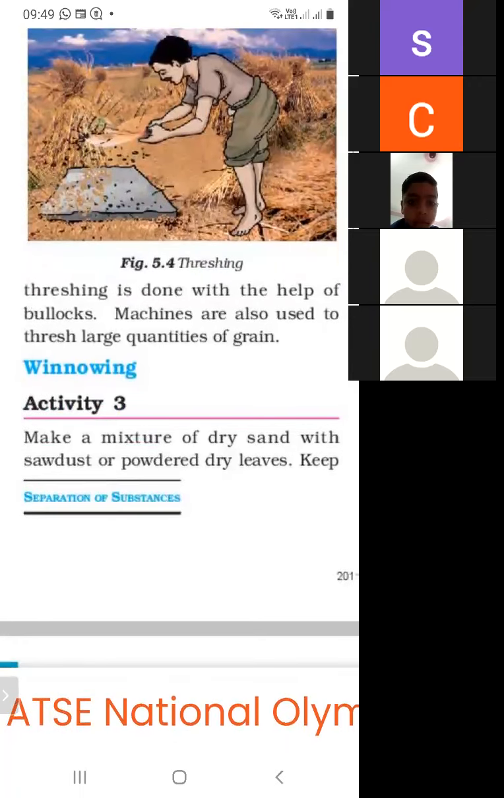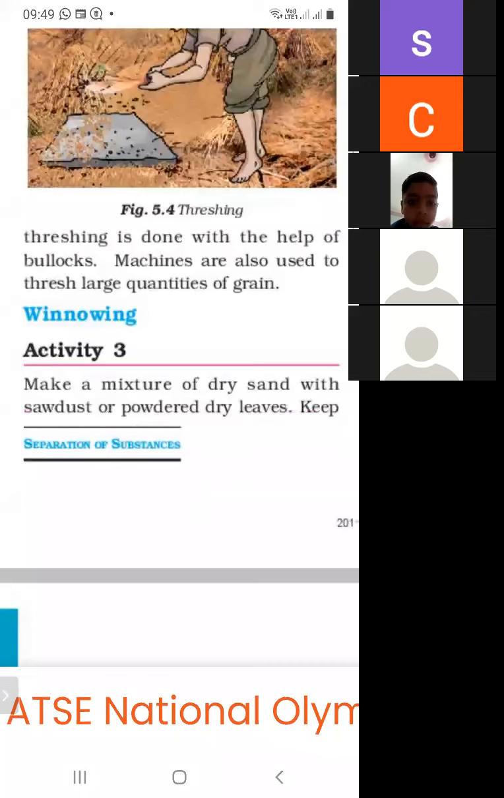This is activity 3. Make a mixture of dry sand with sawdust or powdered dry leaves. So what is activity 3? Firstly, we will make a mixture of dry sand with sawdust or powdered dry leaves.